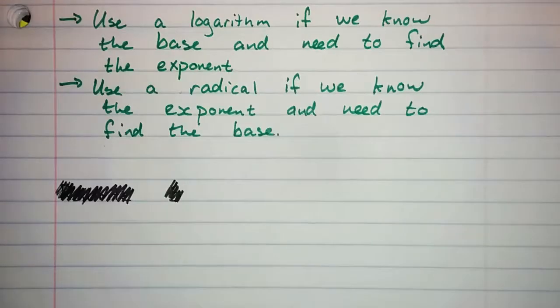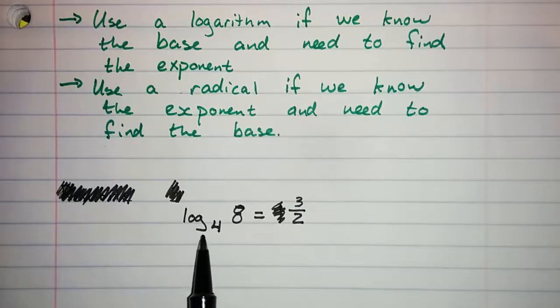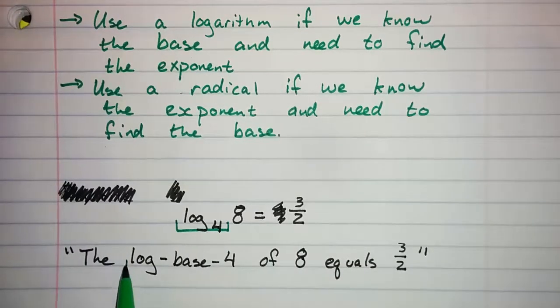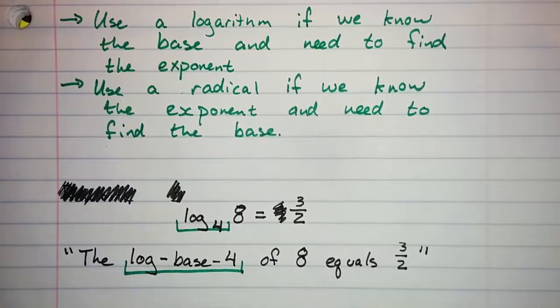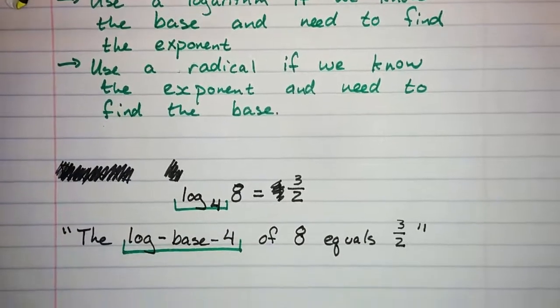Before we work with them at all, let's take a moment to practice reading a logarithm. So this says the log base 4 of 8 equals 3/2. So we read this symbol as log base 4. We should not read this as log 4. Why? Sometimes we will write a log without a base.